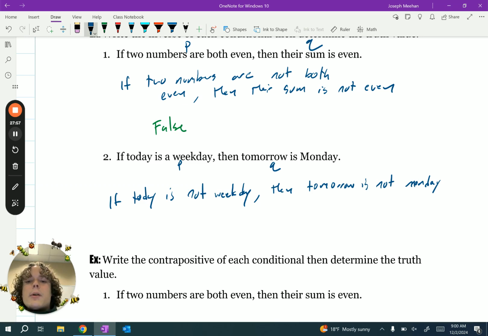Is this true or false? Well, if today is not a weekday, let's say it's like Saturday, right? That's the weekend. If today is Saturday, then tomorrow is not Monday. That's true. But what if today was Sunday, right? If today is not a weekday, it could be Sunday. If today is Sunday, then tomorrow is not Monday.